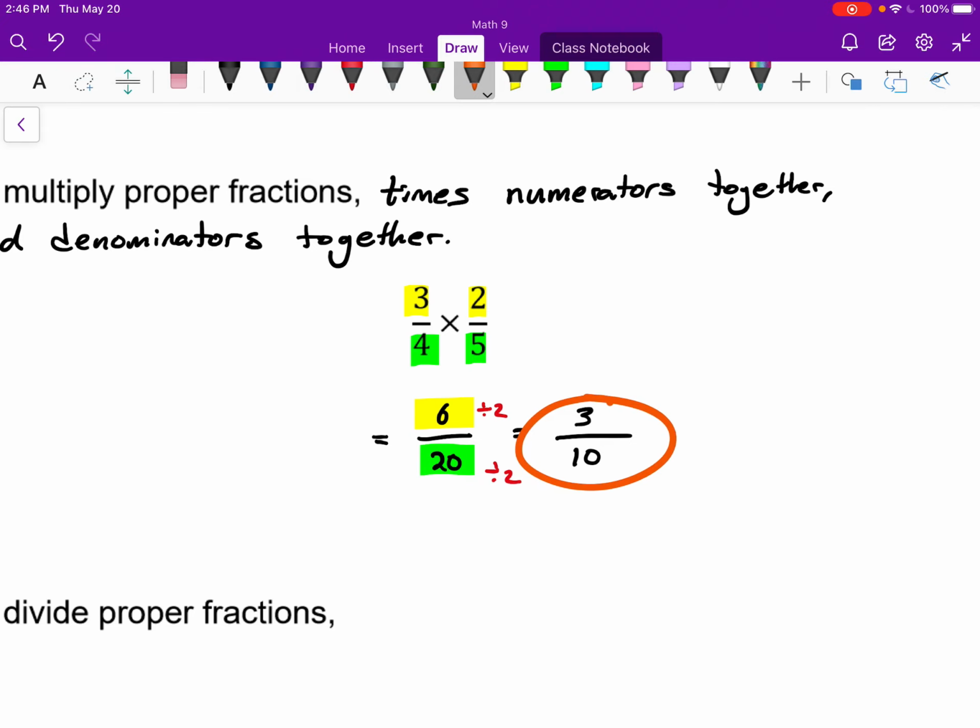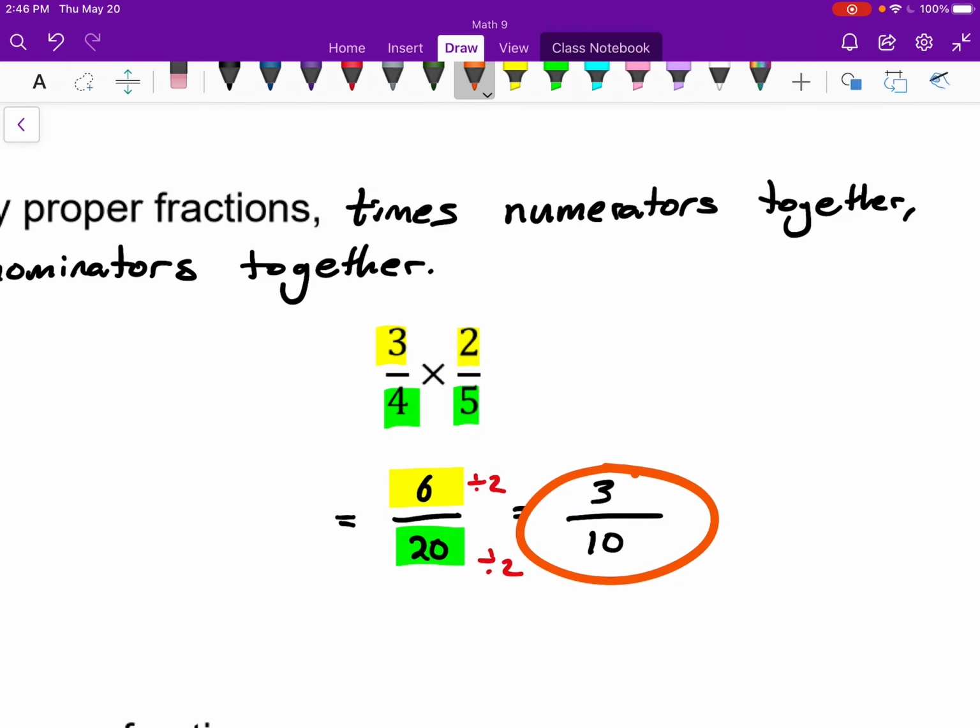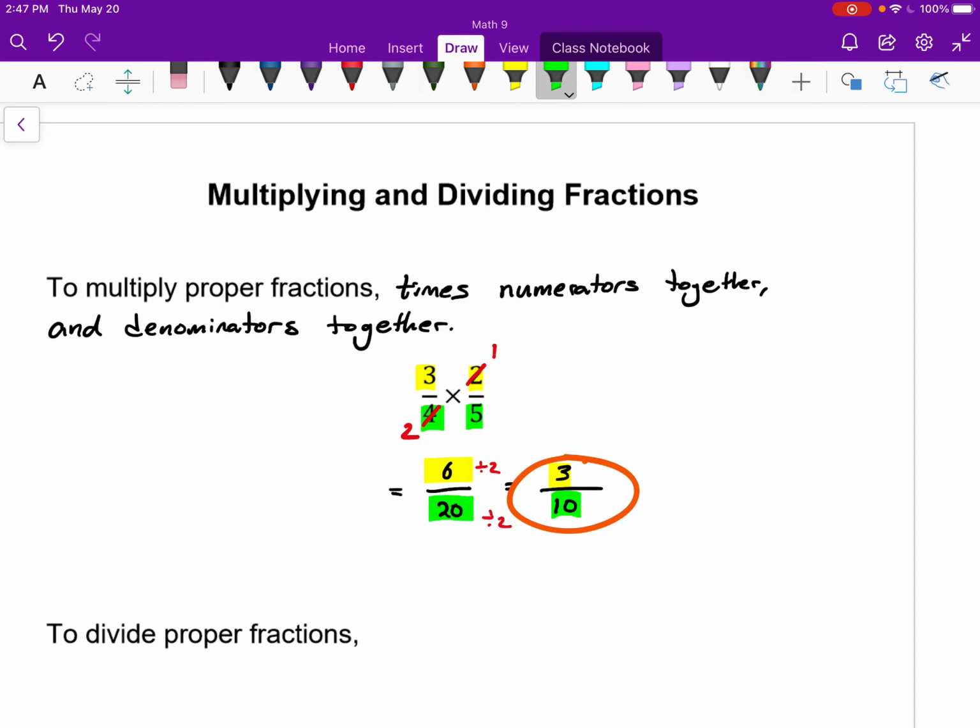Nice and quick. I will say as well, you can actually reduce or simplify before you multiply. Looking at the original question, you may notice, and this always works when we're multiplying, I have 2 over 4 right here. I know that 2 over 4 is the same as 1 over 2, so I can reduce it in advance and then multiply. I get 3 times 1, which is 3, and 2 times 5, which is 10. It's a little bit more abstract to understand, but it is a bit faster.